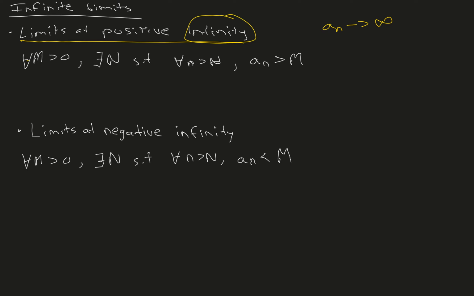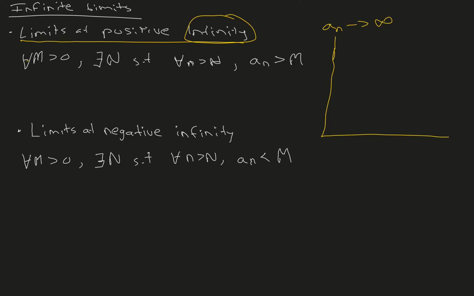So for all M greater than 0, there exists an N such that for all n greater than N, a_n is greater than M. So let's take a look at this graphically, because that'll make all of this easier.